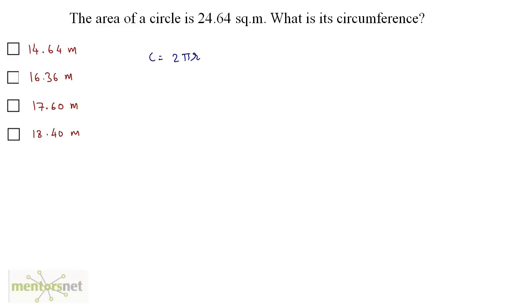And what is the formula for calculating the area of a circle? That's pi r square, right? So area 24.64 is equal to, what is the value of pi? It is 22 by 7 times r square. So r square is equal to 24.64 divided by 22 times 7.